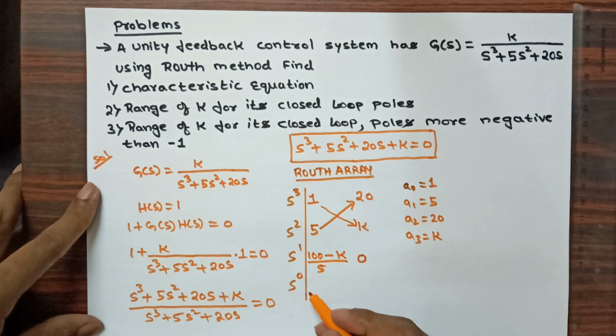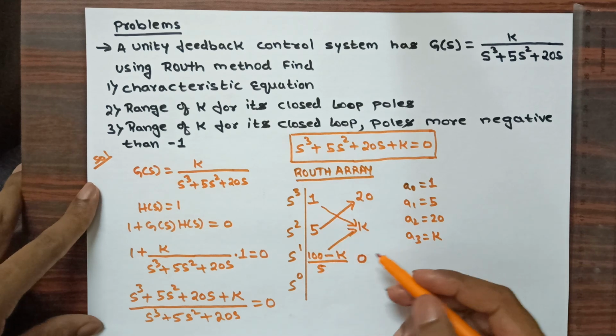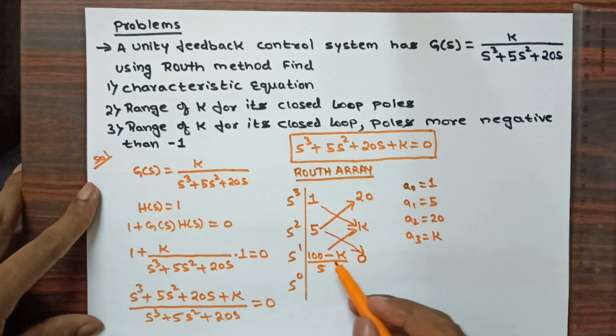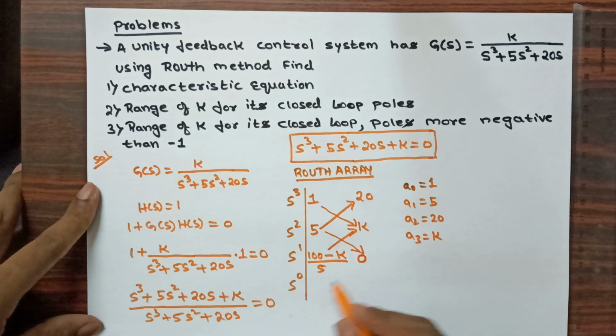Now to get the last row, that is s^0, I know the procedure: this whole value I multiply with K, and this 5 I multiply with 0. The shortcut method is, when multiplying diagonally, if I get a 0 value, the above value is considered as the resultant value, that is K. I write that in the s^0 row. Now this is the array we got.